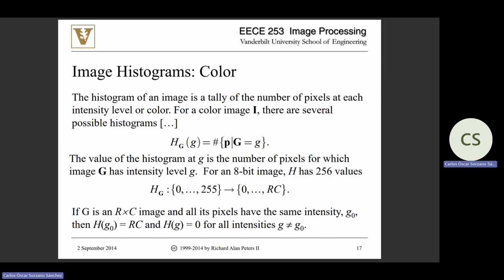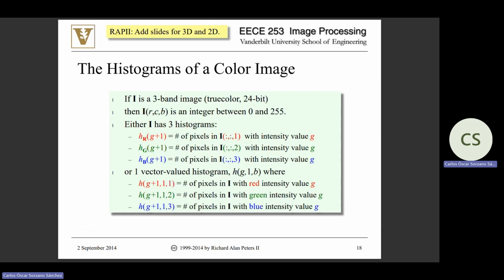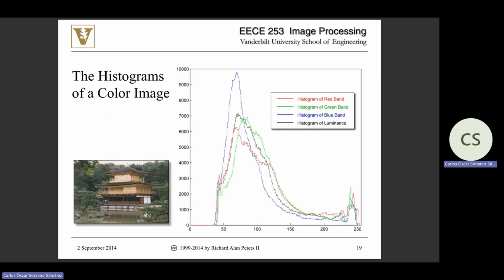Okay, what if we have a color image? So we have seen how to compute the histogram for gray images. So all you have to do is to apply it in the 3 channels. So you compute the red histogram, the green one, the blue one. Something very easy.